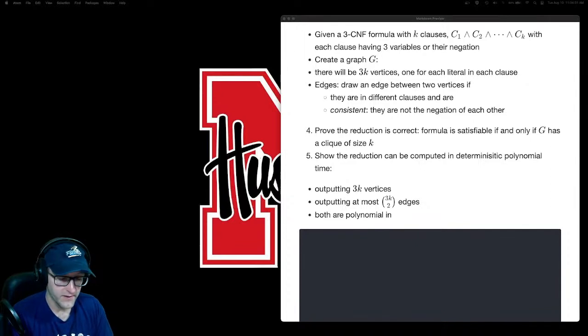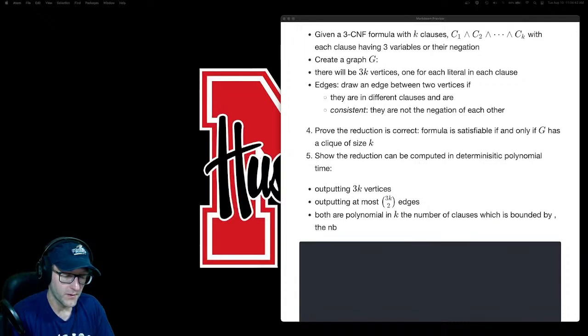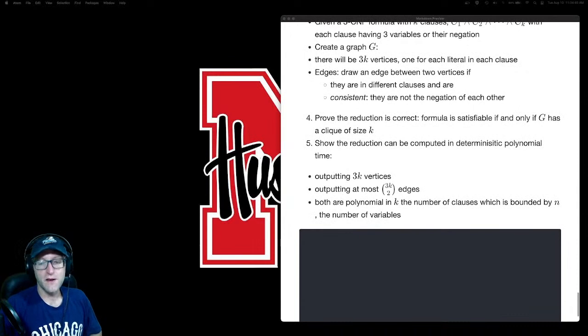In k, the number of clauses, which is bounded by n, the number of variables. And we can say that it's bounded by the number of variables because if you have too many clauses, then it becomes a trivial solution. If there are repeats, you can throw them out, of course. But if they're not repeats, then eventually you'll get to a trivially satisfiable formula. So don't worry about that. The bounding is pretty clear.